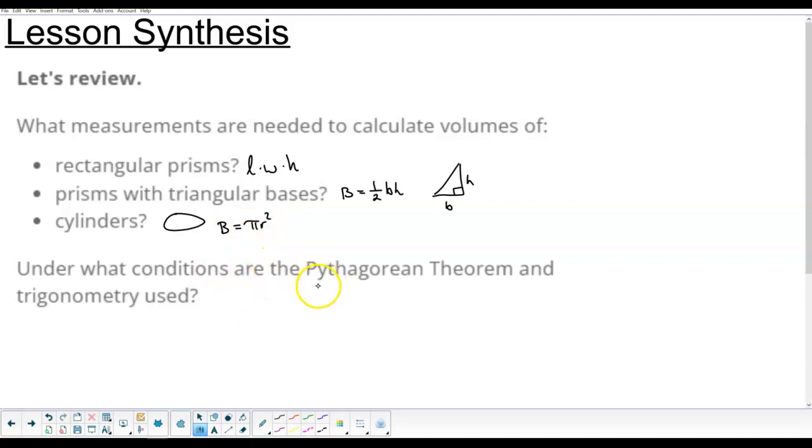Under what conditions are the Pythagorean Theorem and trigonometry used? Well, anytime you're given a right triangle, you could use Pythagorean Theorem if you know 2 sides of the right triangle. Trigonometry is used when we have an acute angle given. We're not going to do inverse trig very often on this one because we're looking for side lengths when working with volume. We don't really need to know angles. So most likely they'd give you an acute angle theta, and you would use SOHCAHTOA to determine any missing side length.